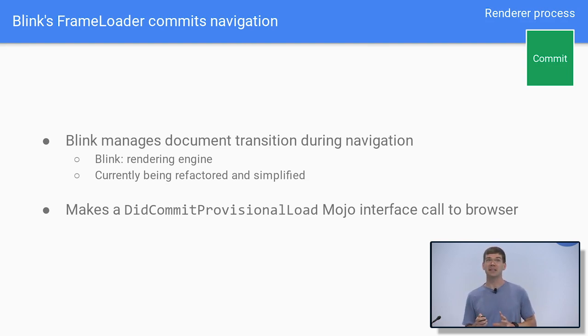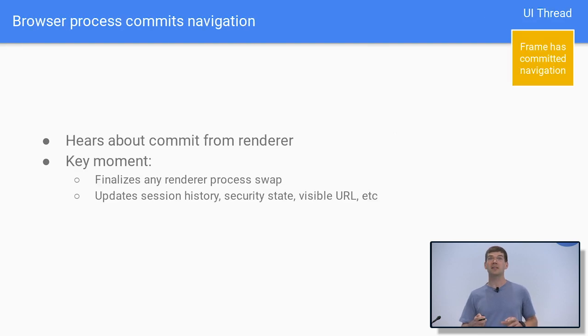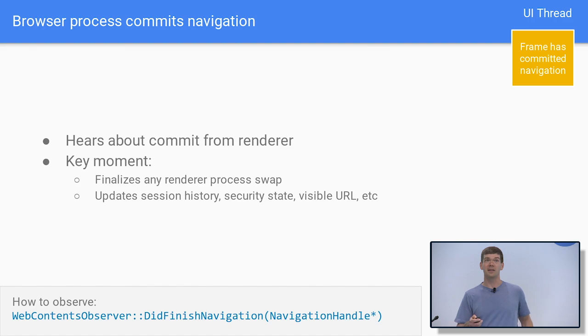Once all of this is done, the render will send back a did commit provisional load message to the browser process. And the browser process, once it receives that message, basically this is the key moment in any navigation. This is what finalizes everything. So this is where, if we did a cross-process navigation, the new process becomes the current one. This is where we update the new render frame host to be the current one. This is where we update the new frame's origin, URL, session history, security state, like all kinds of things. And to observe this, you would use the finished navigation event from Web Contents Observer.